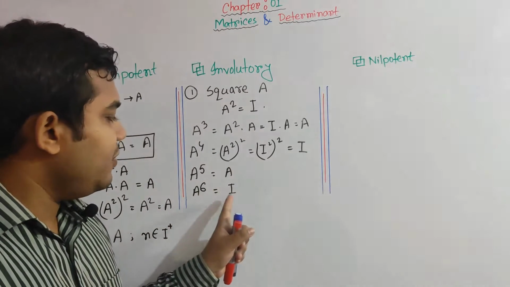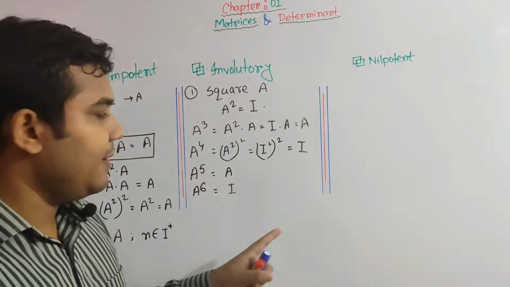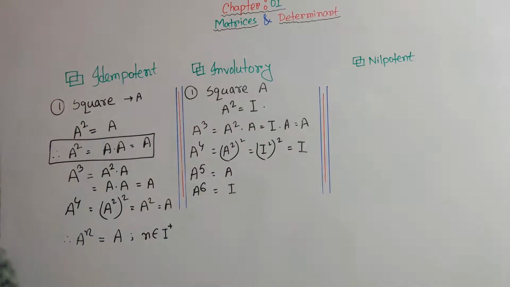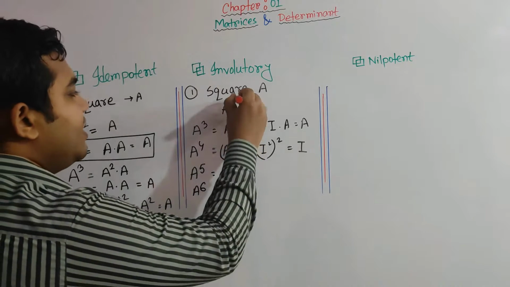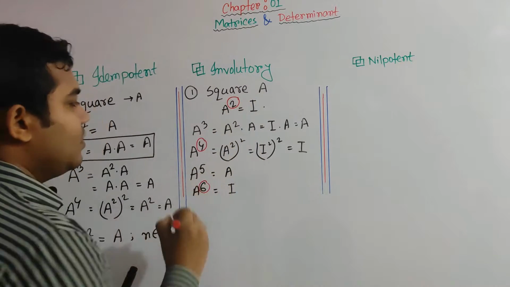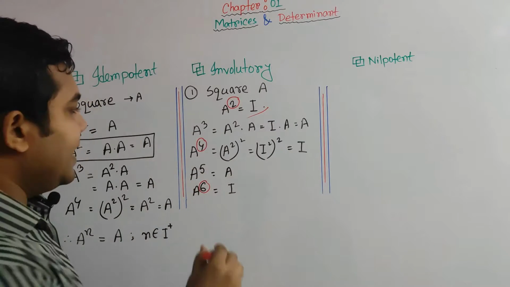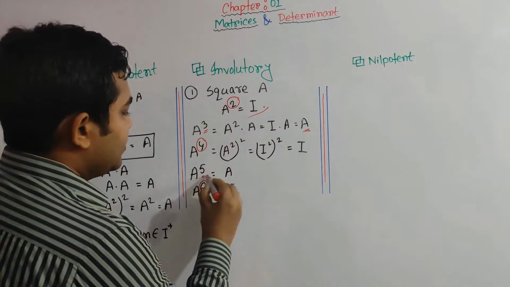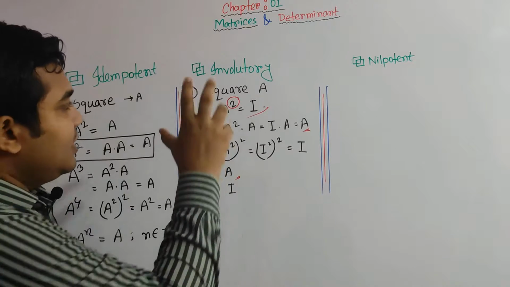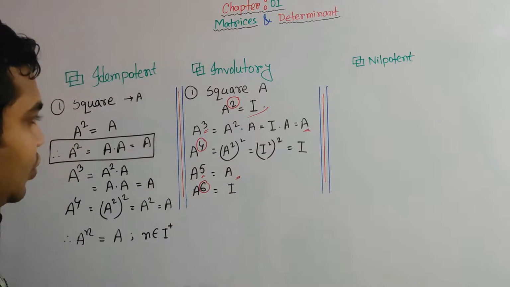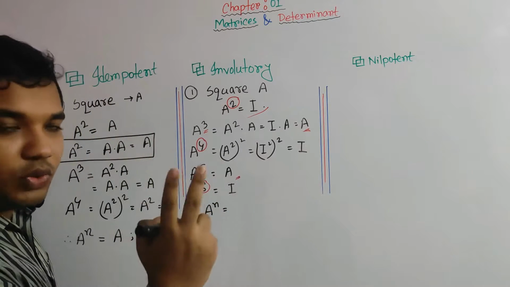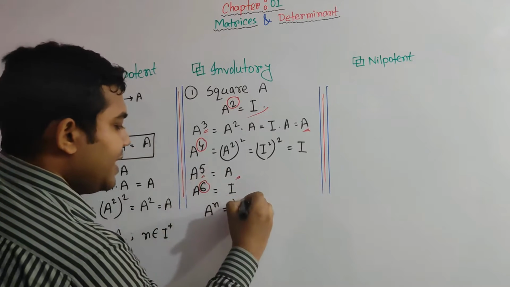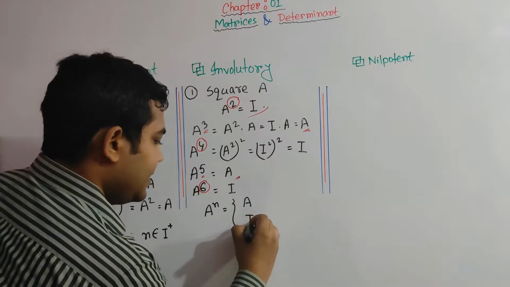So here a to the power 6 equals I, a to the power 5 equals a, a to the power 4 equals I, a to the power 3 equals a. What does it actually mean? It means that in the case of an even power, we will get I, but in the case of an odd power, we will get a. So our involutory matrix definition should be: a to the power n equals, two things can be given. One is we may get a or we may get I.